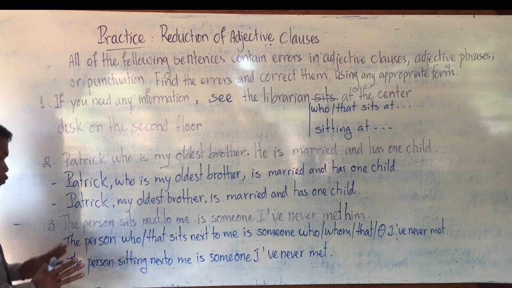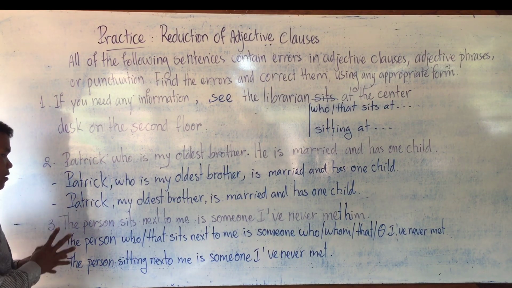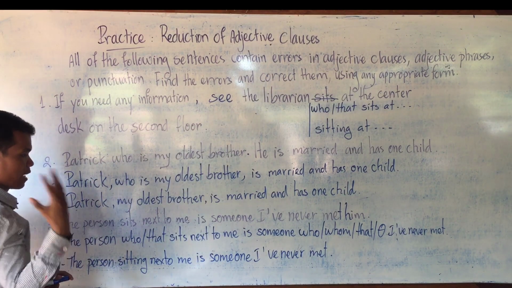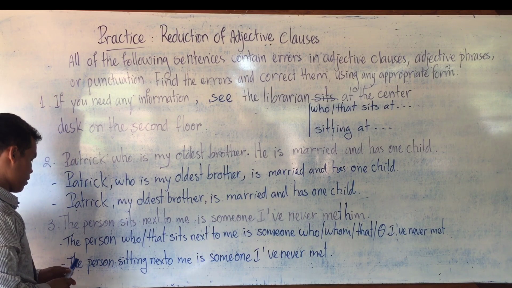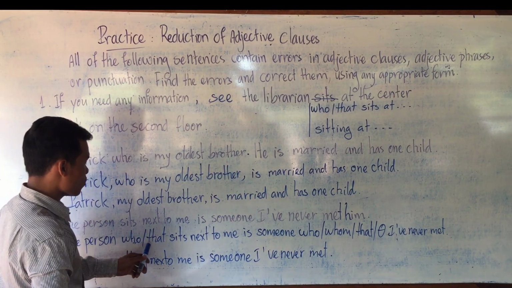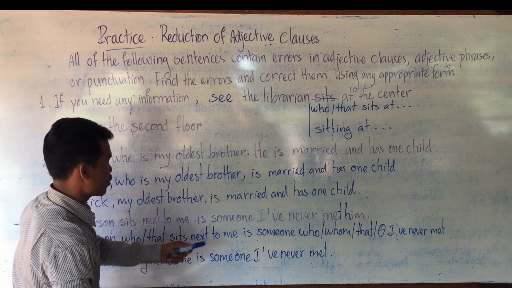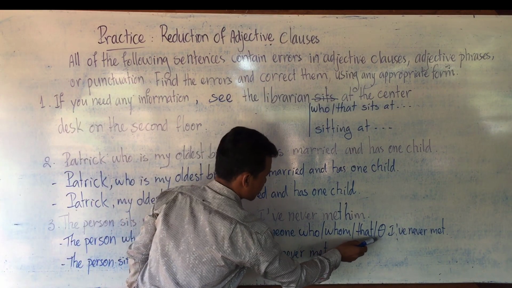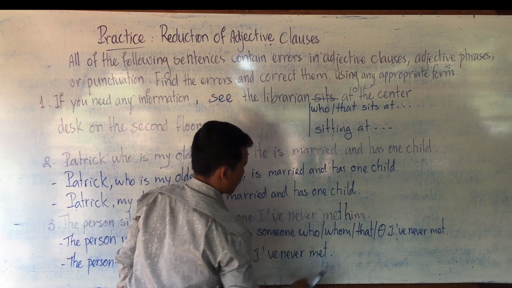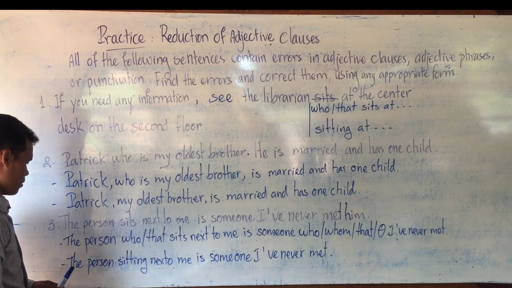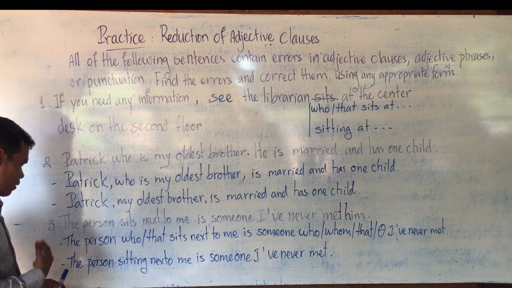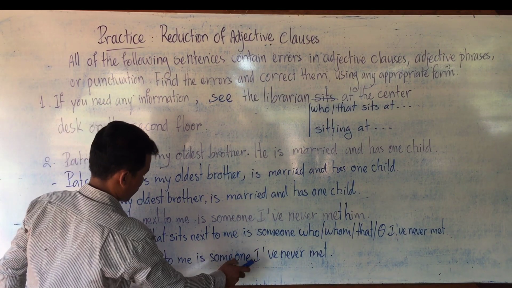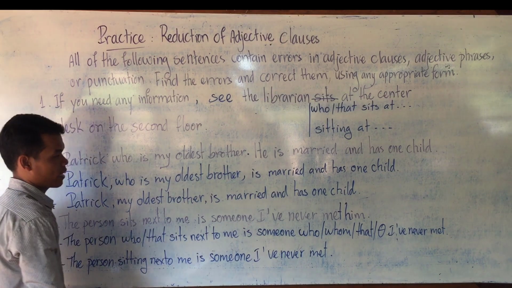Number 3, we have two ways in order to correct the errors. You can see the word errors with an s like this. It means that one sentence can have one or two errors. The person who or that sits next to me is someone whom, that, or no need to use it, I've never met. Or you can use another way to correct it: the person sitting next to me is someone I've never met. No need to use any relative pronoun.